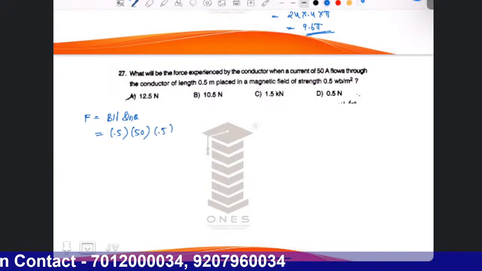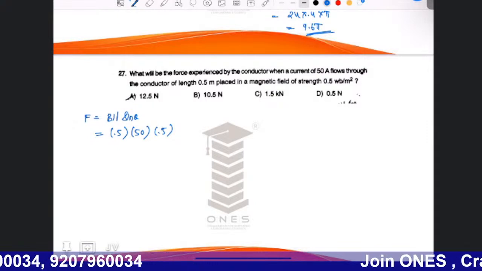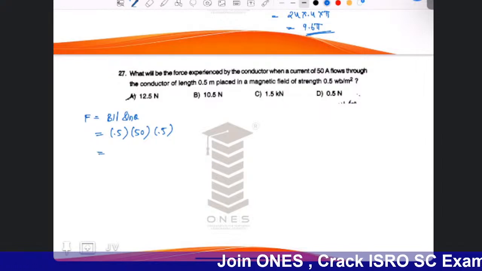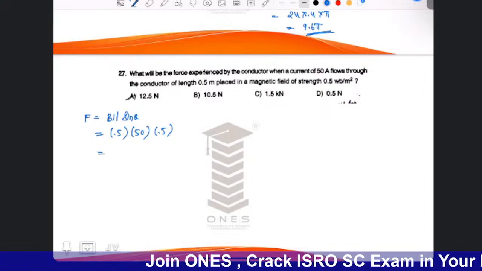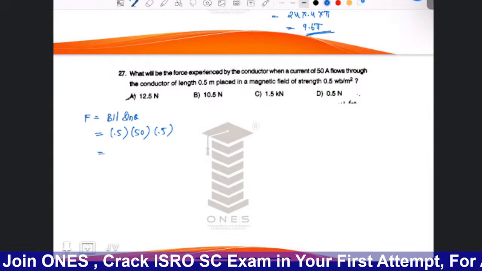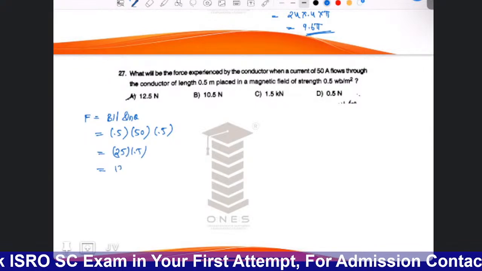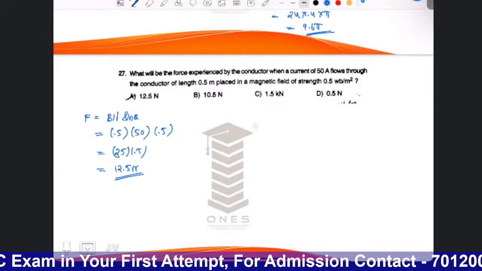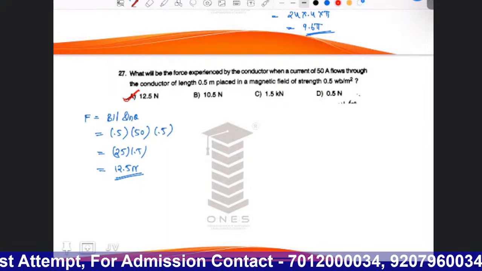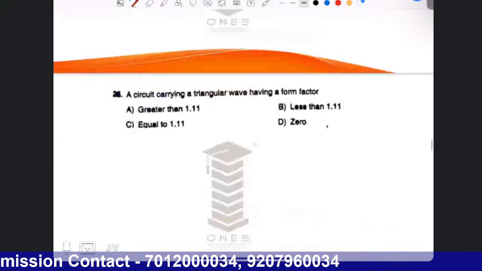Okay, angle is not given. That means it is moving perpendicular, so sin 90 will be equal to 1. So 0.5 into 50 into 0.5. What does this come to? 25 into 0.5. So 25 into 0.5 will be 12.5 Newton. So answer will be option A, 12.5 Newton.